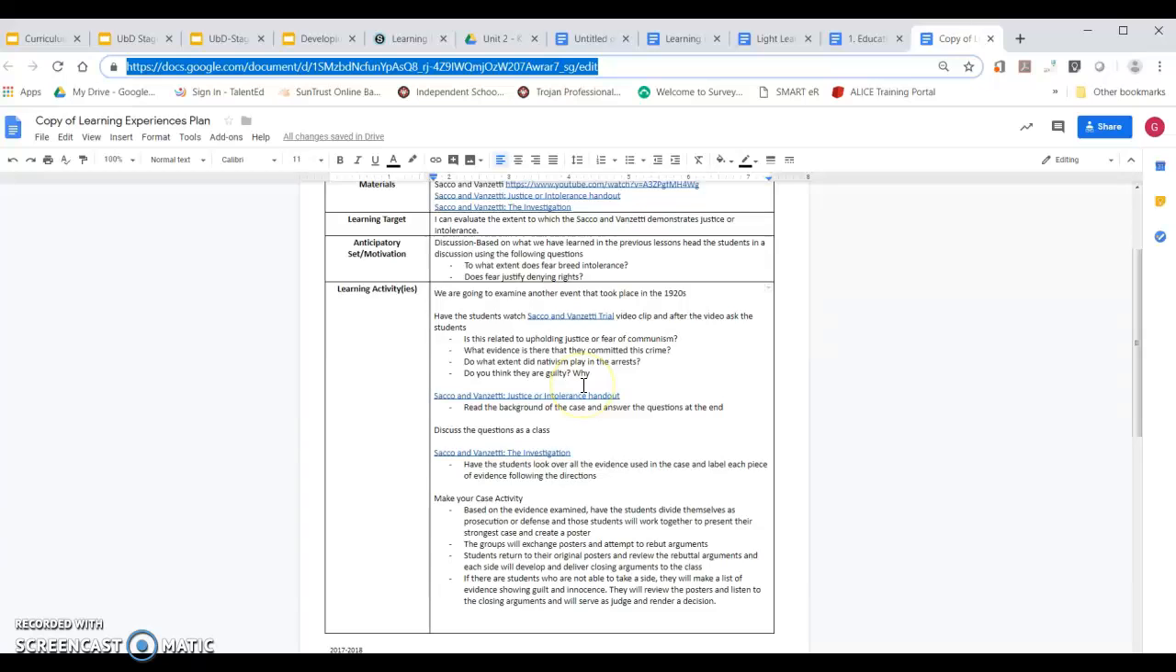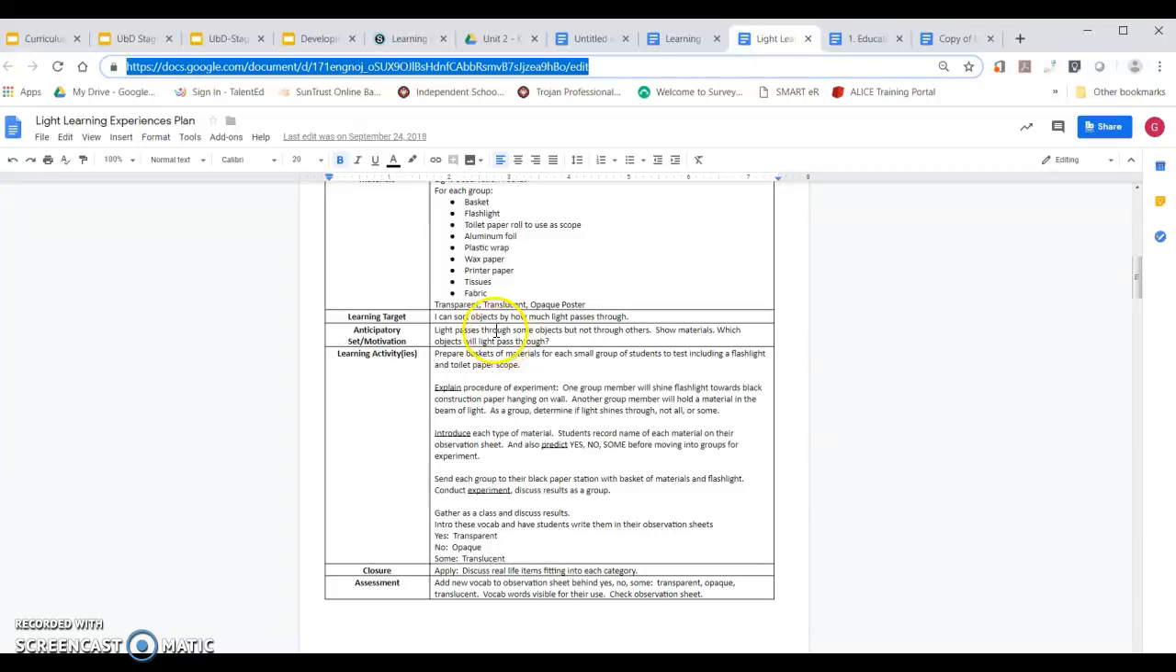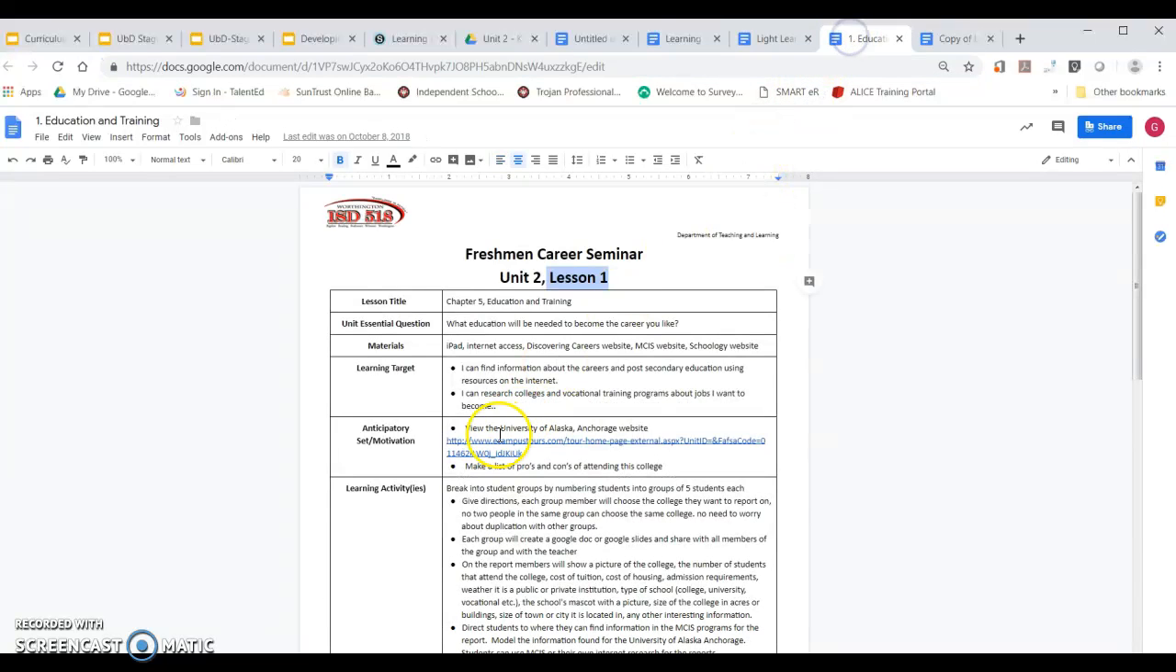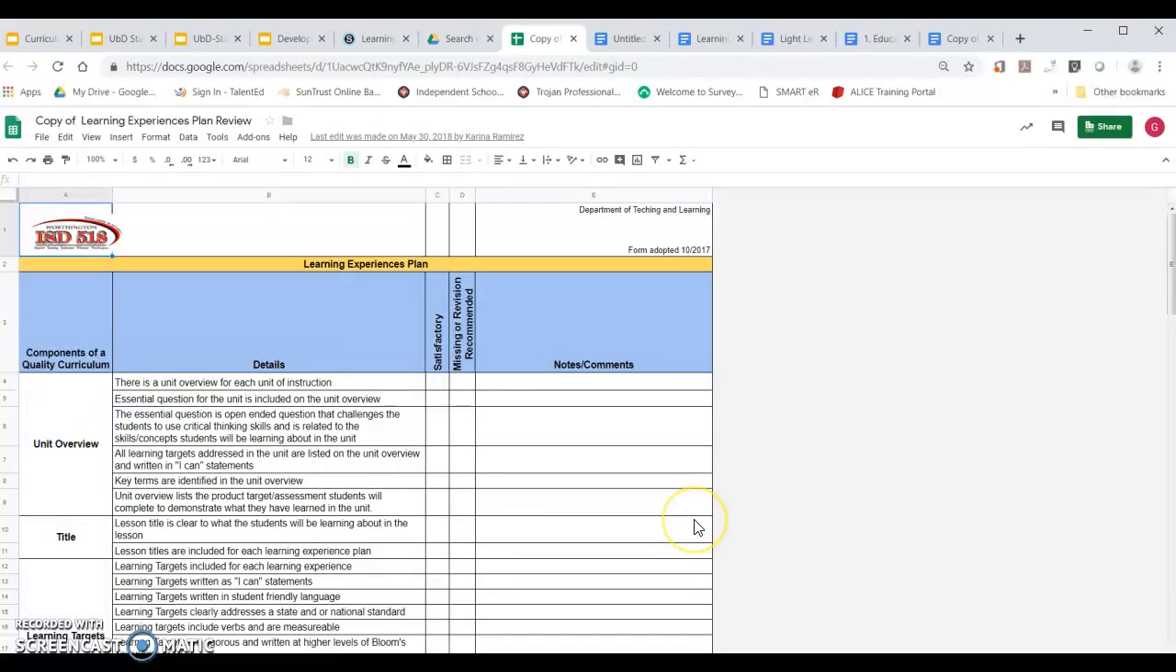So as you can see, some of the previous ones had multiple learning targets listed, and that is why we want to go back and do one of these to show how to fill out a learning experience and how to do it correctly so it aligns with everything that we're doing with this Understanding by Design process. And that's one of the things that we'll comment on as we go through the process. And lastly, I wanted to show you this learning experiences plan review.